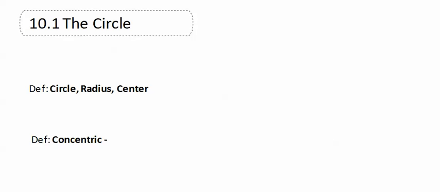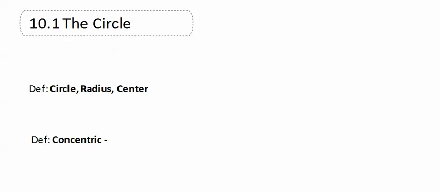In today's lesson 10.1, the circle, we'll be reviewing lots of things that have to do with definitions of the circle and theorems about the circle. The first definitions that we're going to talk about are circle, radius, and the center.